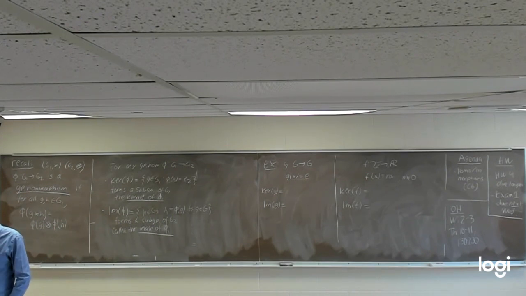And what's the image then? Because it's not going to match every integer. Say, if n was 2, then it's just going to be all even integers.